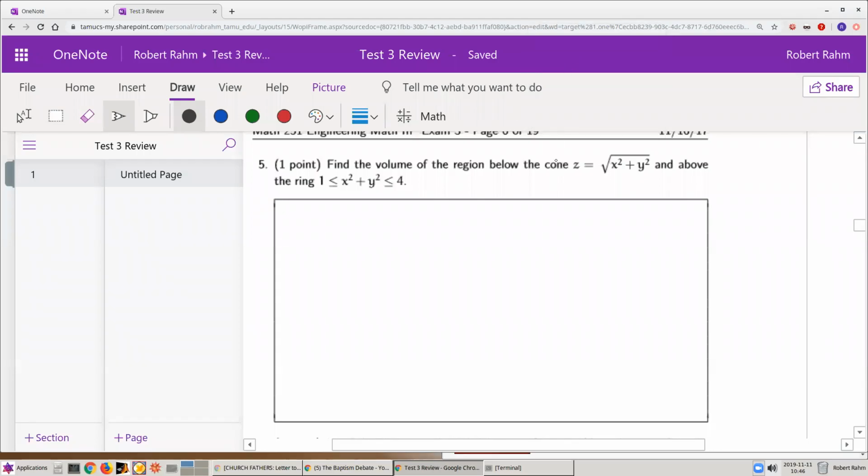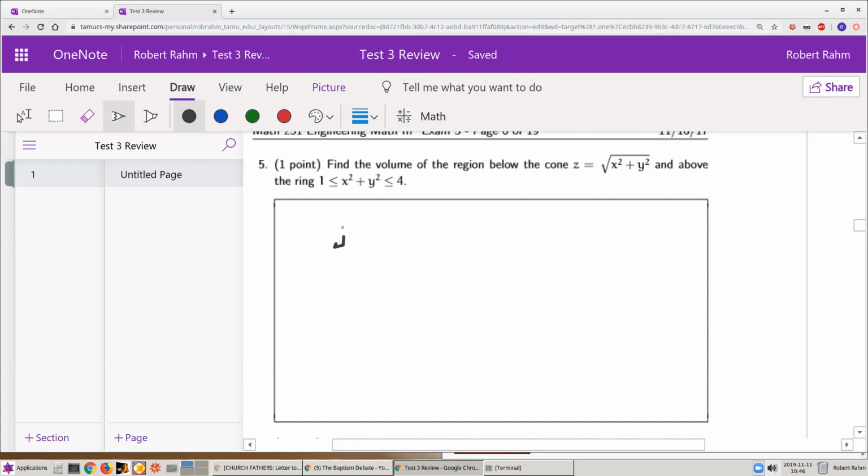Okay, so we want the volume under a surface and above this ring here. So again, what this tells us is we want to integrate this function, and the region that we're going to be integrating is going to be given by this region here. Now, this ring, this is a washer between the circles of radius 1 and radius 2.